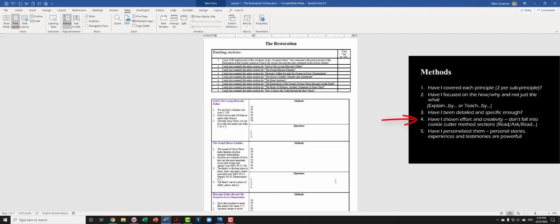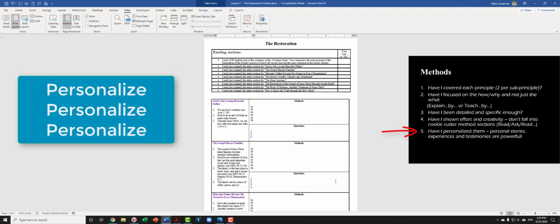That'd be far too much. But you should seek for some variety and to make the method match the message you're teaching. Fifth criteria, last one. Personalize, personalize, personalize. Your teaching will be much more powerful when it comes from your own lived experience.